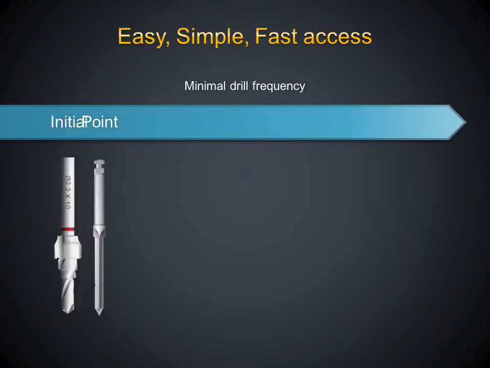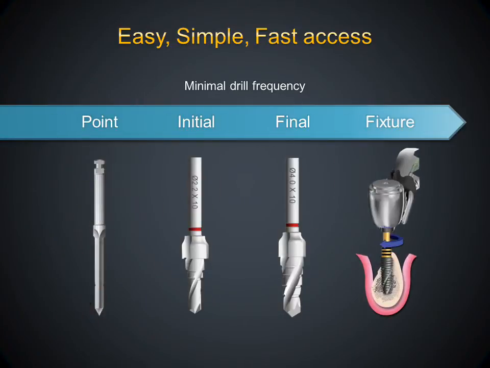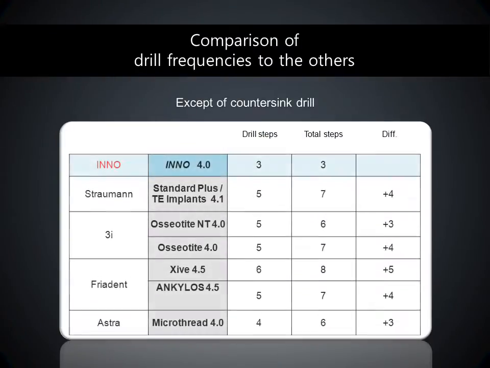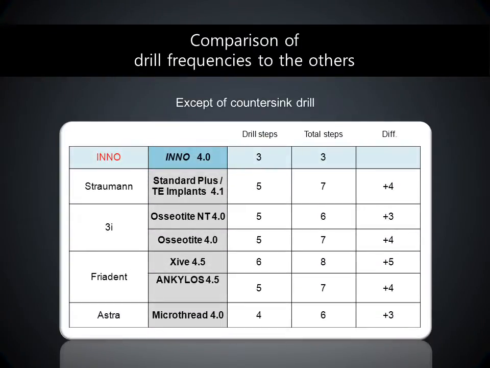The INNO implant system surgical kit is composed of a point drill, initial drill, final drill, countersink drill, and fixture driver. The INNO system has 3 total steps for a diameter 4 mm fixture. The others have a minimum of 6 total steps. The INNO system shortens the drill steps due to the customized drill and mount-free fixture.